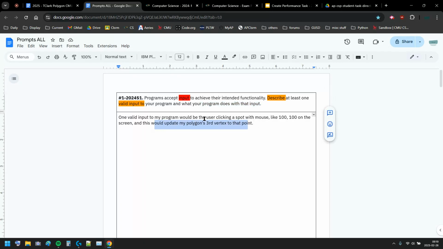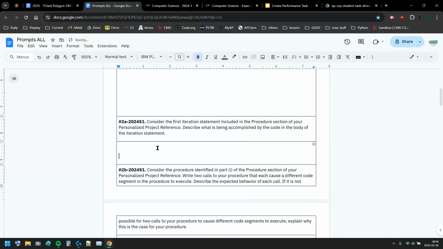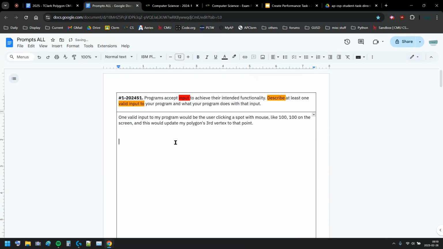And that's what I have. I said the user clicks it, then what happens? Update the polygon's third vertex to that point. Pretty straightforward. So you don't need the whole 15 minutes sometimes. And then you go to the next one. And then again, you practice these over and over again.